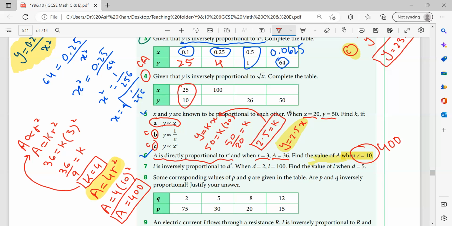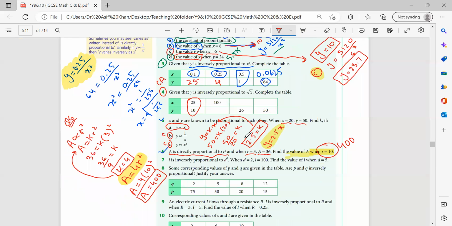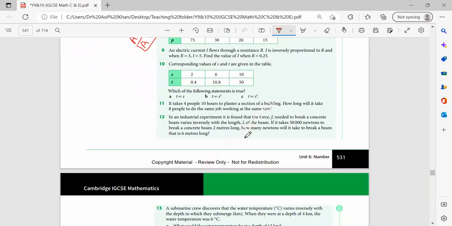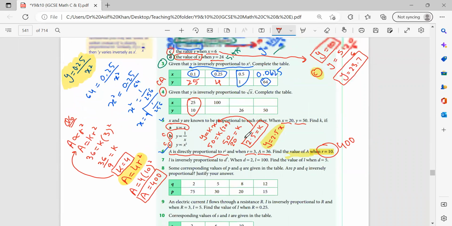This is how I solved question number 6. Any question related with this direct proportion question? So remember the difference between direct proportion and inverse proportion, how you can write and how you will find the values. Any question related with this? No, sir.